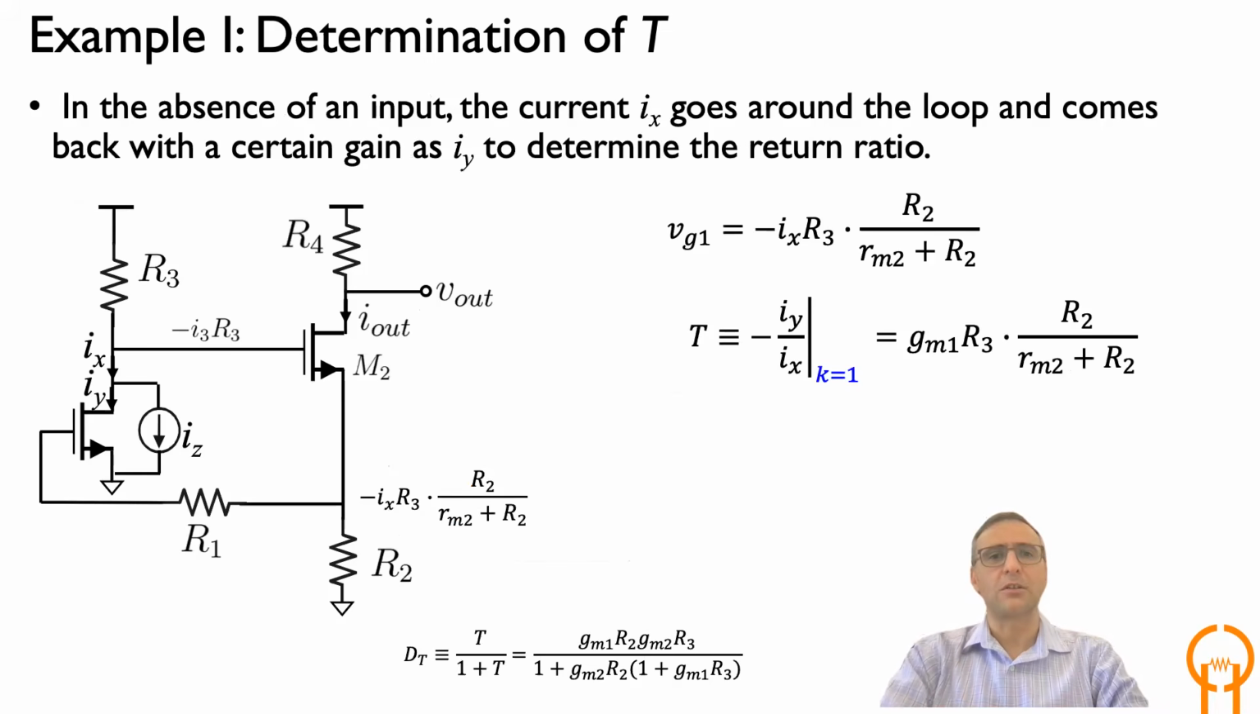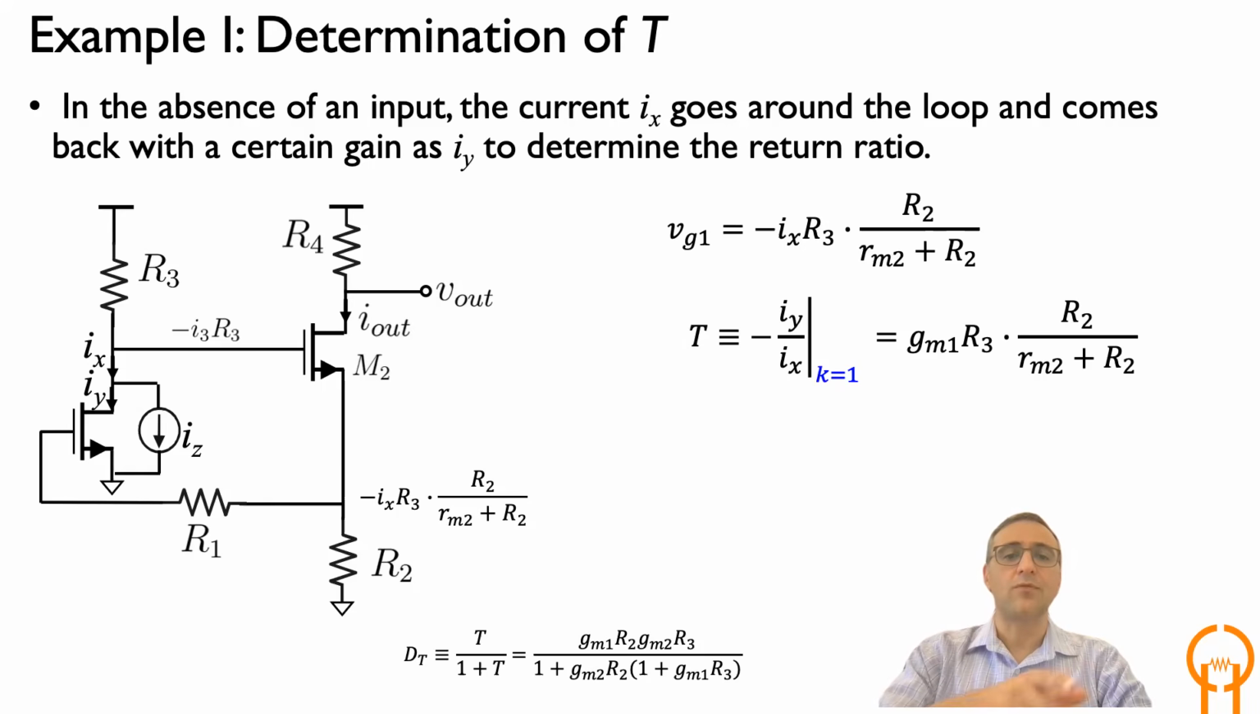So now let's see what the correction factors are. First is the return ratio correction factor. We'll use the same source, which was the dependent current source in the pi model for M1, and we apply the current IZ in parallel to generate IX and IY. If that's IX, the voltage on the drain is very simple. It's going to be IX times R3. That voltage is then going to generate a voltage across R2, which is going to be IX R3 times R2 over RM2 plus R2.